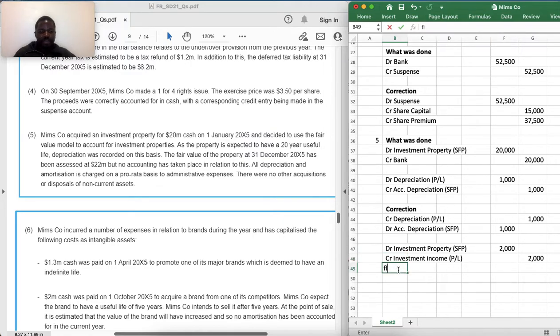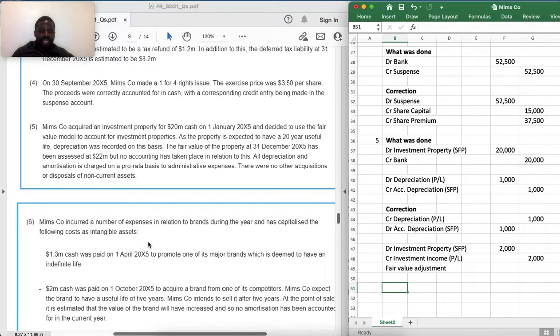This is the fair value adjustment. Now we are told all depreciation and amortization is charged on a pro rata basis to admin expenses. So this depreciation that we are reversing, we have to reverse it from admin expenses. Now let's go to note number 6.